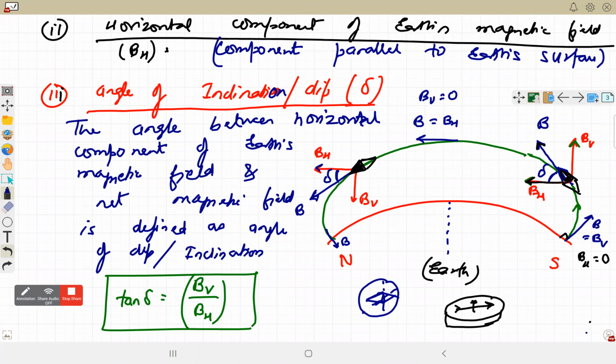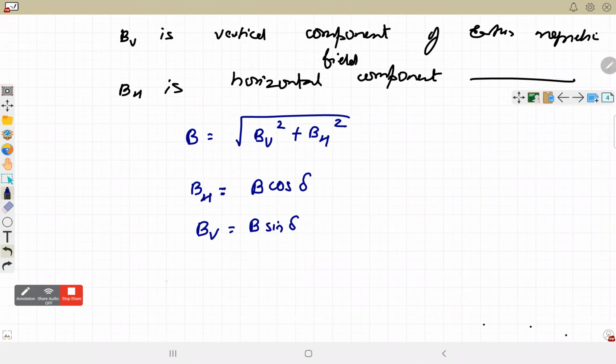By the definition, it is the angle between net magnetic field and the horizontal. At poles, horizontal में तो कुछ है नहीं, ये surface के perpendicular ही है. So what is the angle of dip at poles? 90 degree. Poles पे the magnetic field is perpendicular to the surface. Angle of dip is 90 degree.